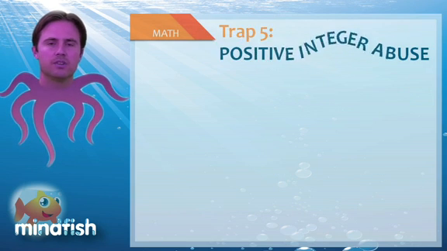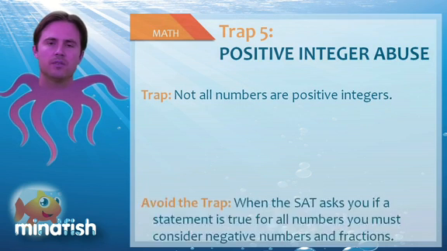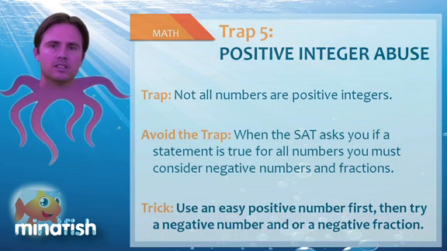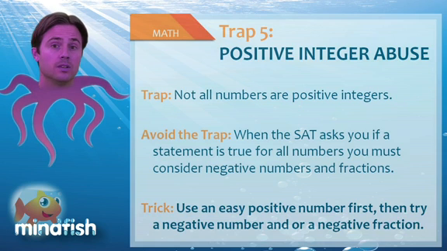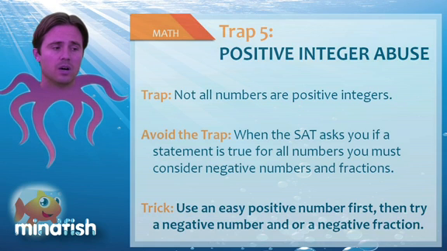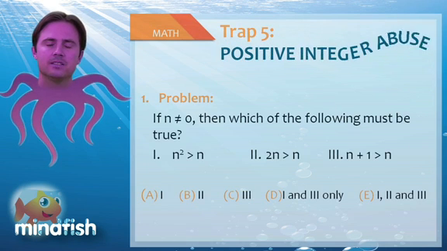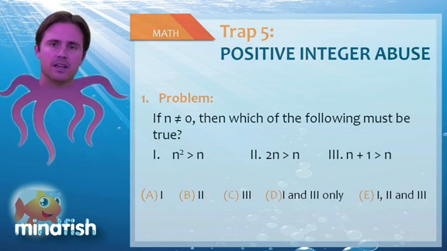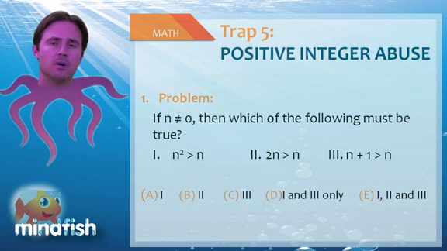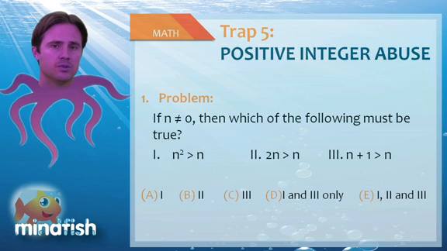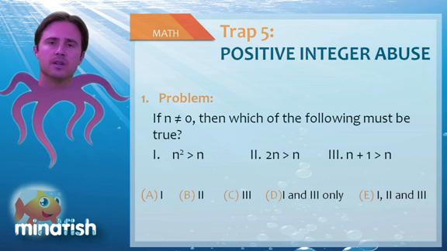Positive integer abuse is our next trap. This is a fairly complicated concept, and it deals with proving things true or false. When a question like the one below says n does not equal 0, then which of the following must be true? It's tempting to pick one example and think that proves it's true. One example can never prove anything true. It can, on the other hand, prove something false.